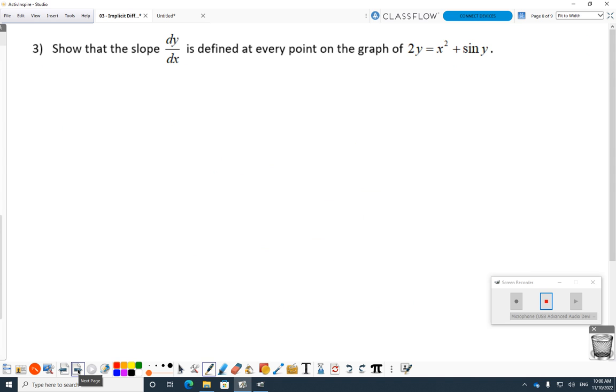Show that dy dx is defined at every point. What? I don't even know what they're asking. But I do know I need dy dx, so here I go. D by dx of both sides.